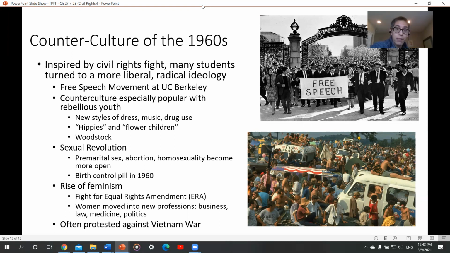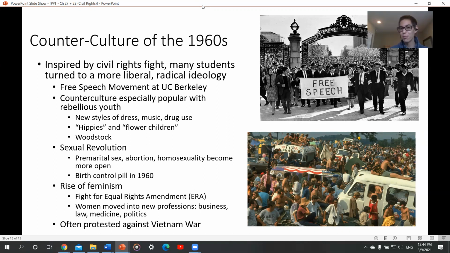Premarital sex became much more accepted, not frowned upon. Abortion and homosexuality also became much more open, more accepted, especially among the youth. And the birth control pill of 1960 was really a monumental chapter in that it gave women freedom over their own body. And so the pill really allowed women and the youth to push back against social norms and live a kind of freer, more independent life.